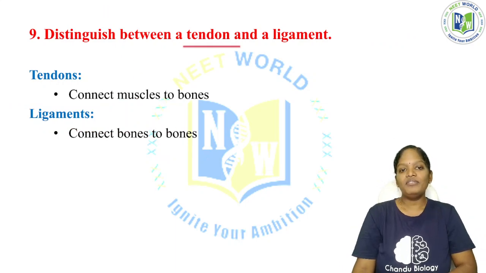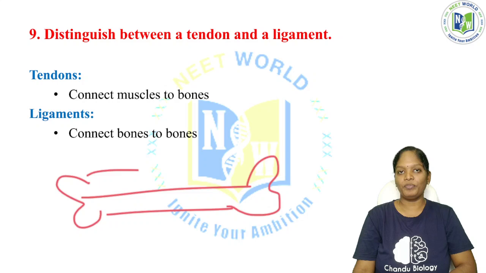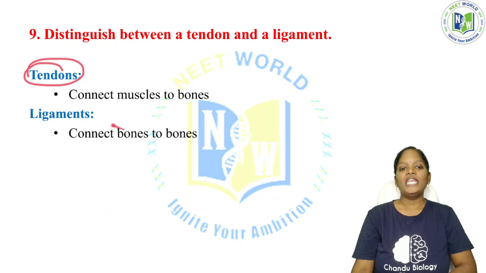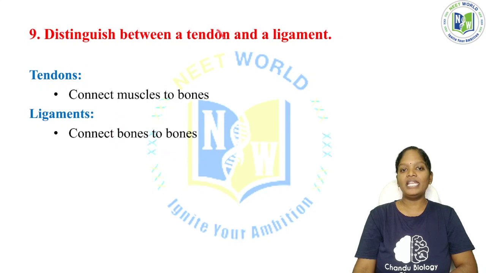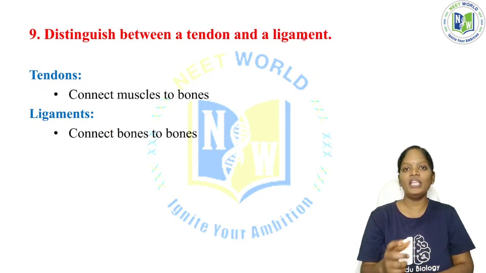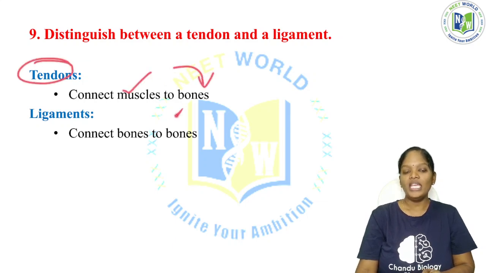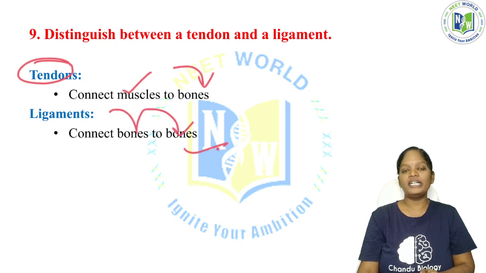Now, the difference between the tendon and the ligament. This is the bone, and this bone is always surrounded by muscle. The bone and the muscle are connected by tendons. If a bone is connected with another bone, that is done by ligaments. Both ligament and tendon are connective tissue. If it connects muscle to bone, it is called a tendon. If it connects bone to bone, it is called a ligament.